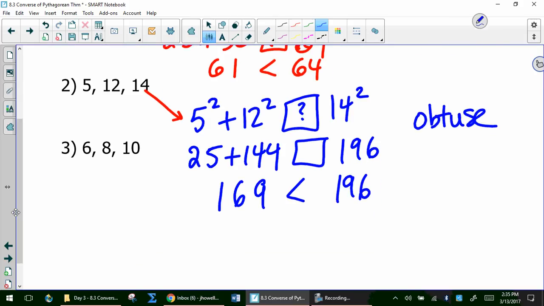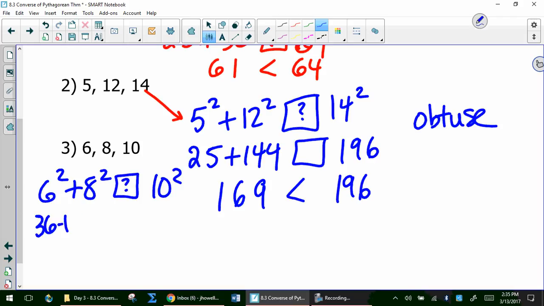And then for 6, 8, and 10, if we have 6 squared plus 8 squared, we have to see whether that gives us 10 squared. So we have 36 plus 64. Oh, that equals 100, so I know that this is a right triangle.